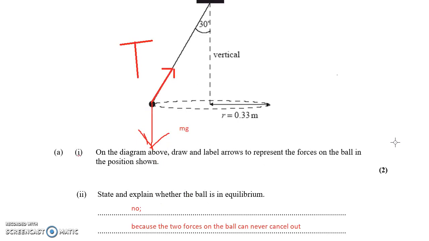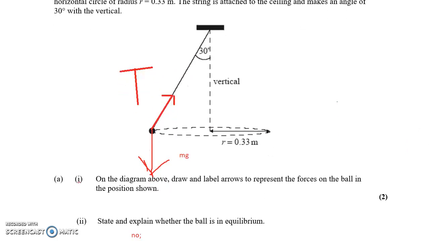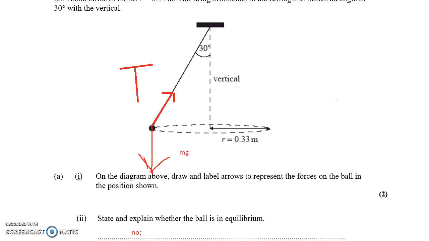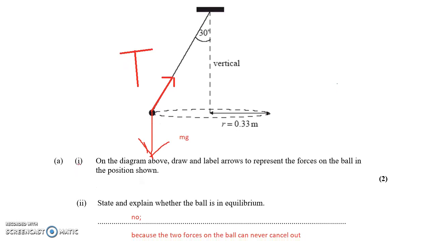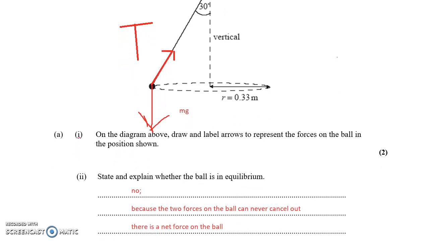Now, the second part of the question is to state and explain whether or not the ball is in equilibrium. Essentially the answer is no, the ball is not in equilibrium, because the two forces do not cancel each other out. There's no equilibrium between the forces, so the ball itself isn't in equilibrium. There are a number of explanations you can use. Firstly, the two forces on the ball can never cancel out. They're not opposite in direction, so there will be a resultant force. So you can say there's a net force on the ball.